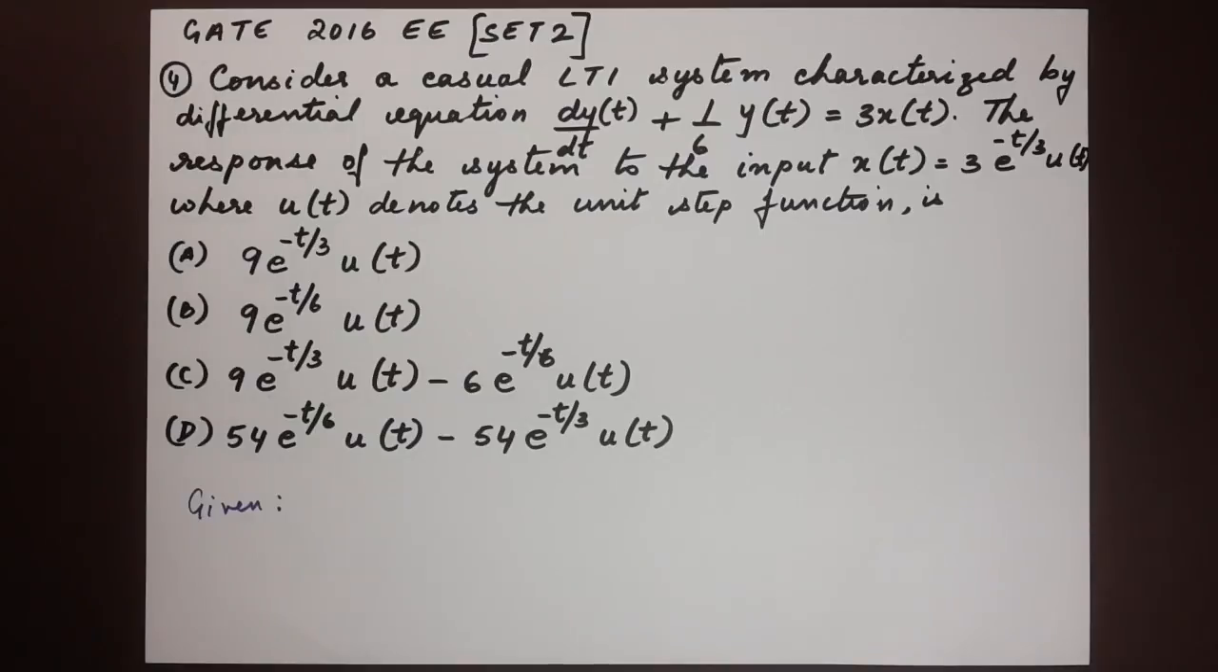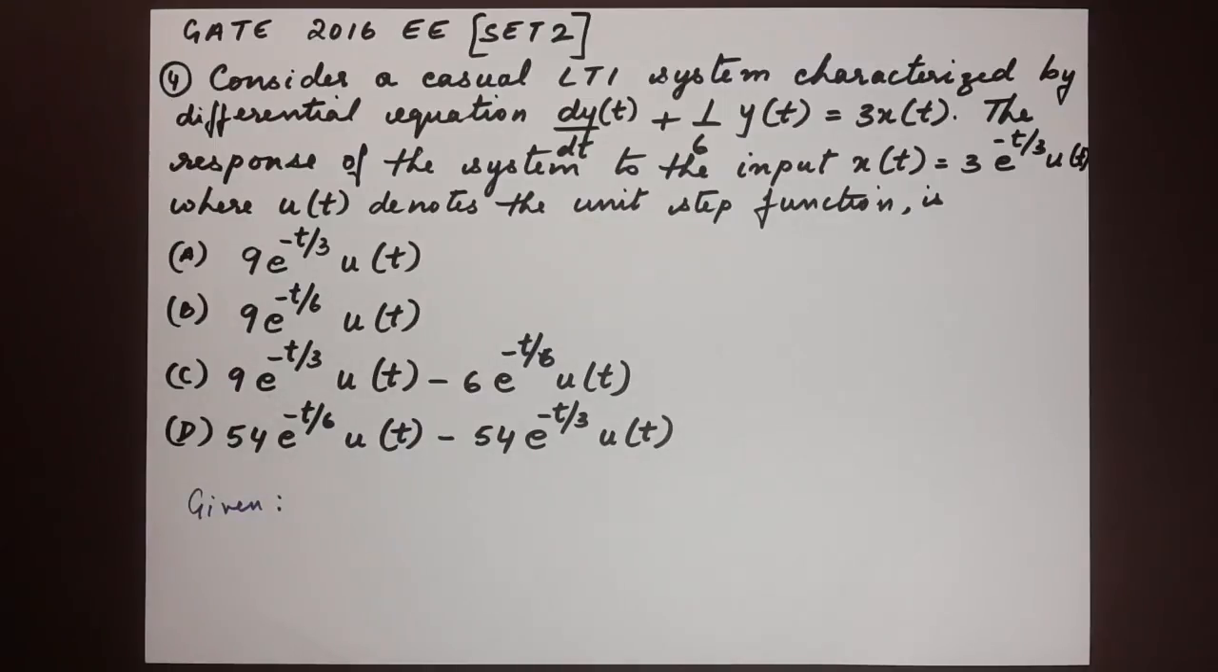Here's the next question, number 4. Consider a causal LTI, linear time invariant system, characterized by the differential equation dy/dt + (1/6) y(t) = 3x(t). The response of the system to the input x(t) = 3e^(-t/3) u(t), where u(t) denotes the unit step function, is... we have our 4 options given to us.